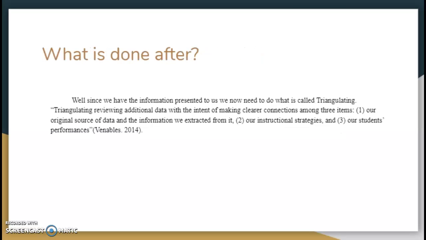What is done after that? Well, since I have the information presented to us, we know what to do. It's called triangulating. Triangulating is reviewing the additional data with the intent of making clear connections among three items: one, original source of data and the information we extracted from it, two, our instructional strategies, and three, our students' performances.